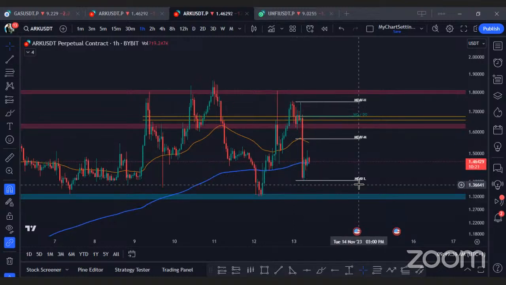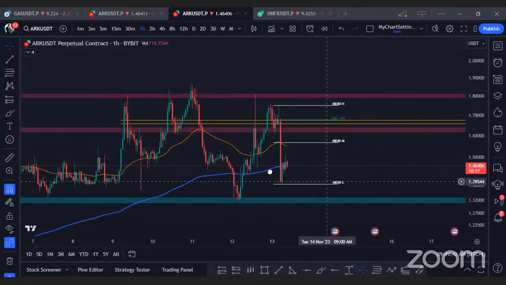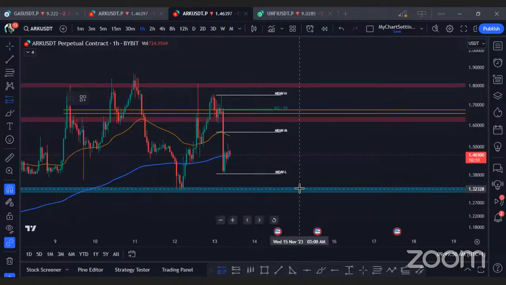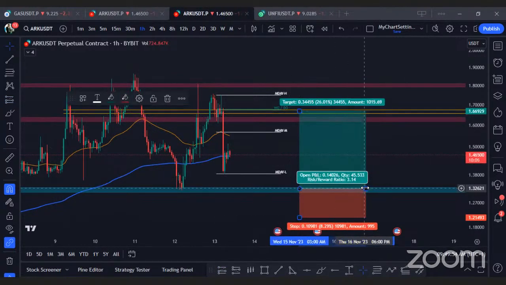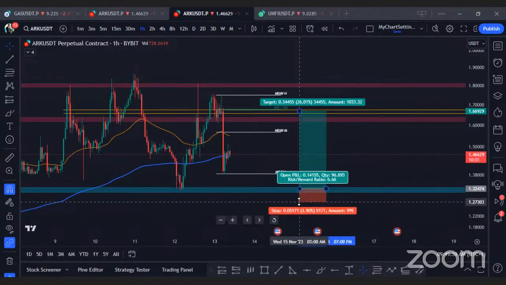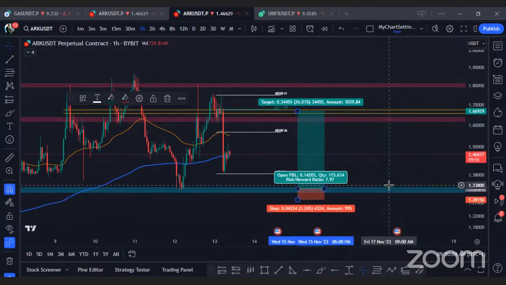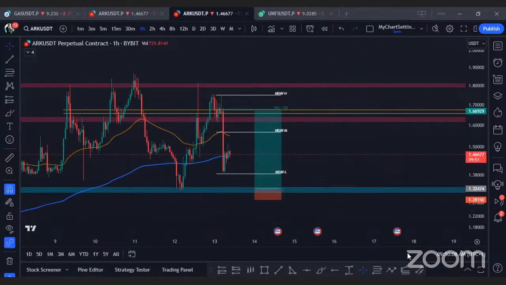So just pay attention. If you are setting a limit order, you can cancel that 1.4 stuff. Me, I'm going to add to my position until we get here. I see more opportunity here, and then we'll target that area there, 1.31, 1.32. That's what I'm looking at for this token.